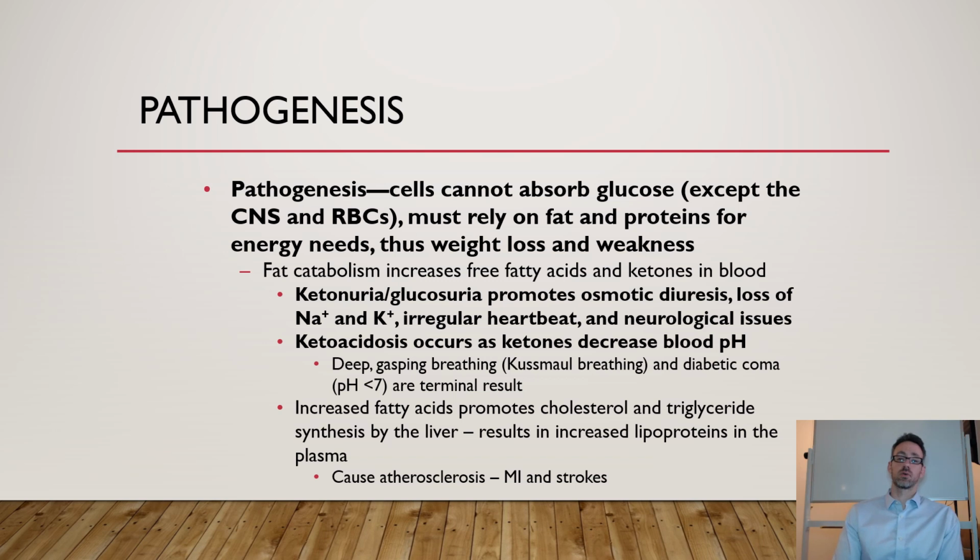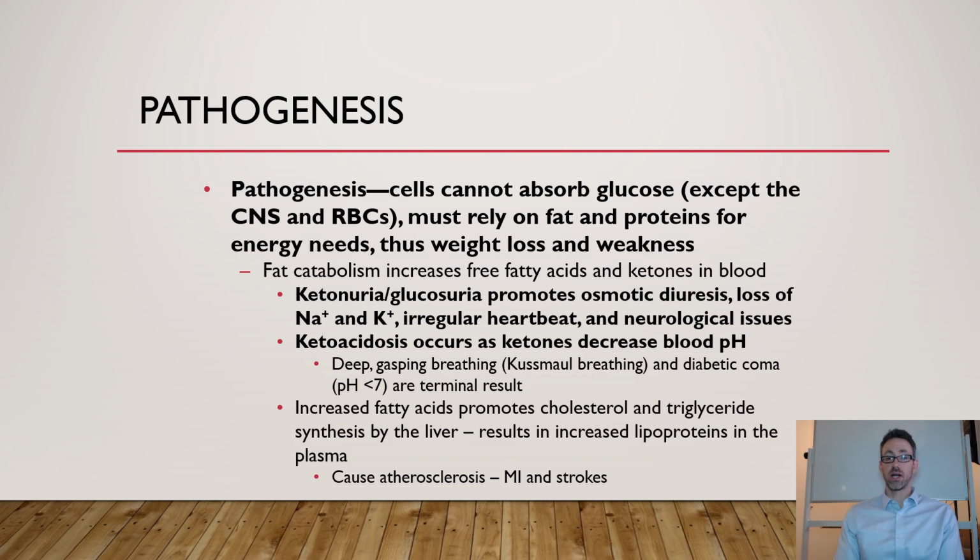Fat catabolism, so you're going to see a lot of breakdown of free fatty acids, and then that's going to produce a lot of ketones. So the person can get ketonuria, so a lot of ketones in the urine, and glucosuria, glucose in the urine, and this promotes an osmotic diuresis, so water follows that. Loss of sodium and potassium. Sometimes you can lose some of these electrolytes because they can bind to the negatively charged acids produced from the ketones. Irregular heartbeats and neurological issues can ensue from this.